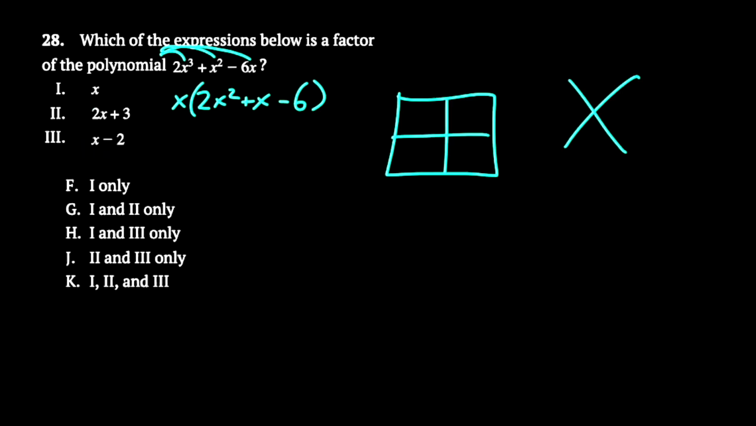So I'll work through the box method for factoring and put a times c on top, which was negative 12, and then b on bottom, which is 1. And then things that multiply to negative 12 and add to 1 would be 4 and negative 3. So now I can put 2x squared here, negative 6 there, and then 4x and negative 3x.